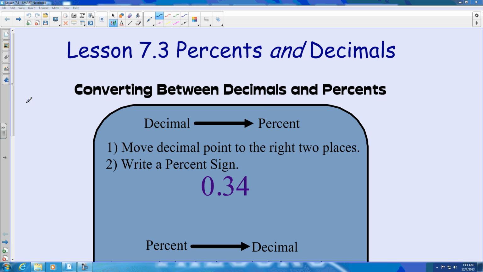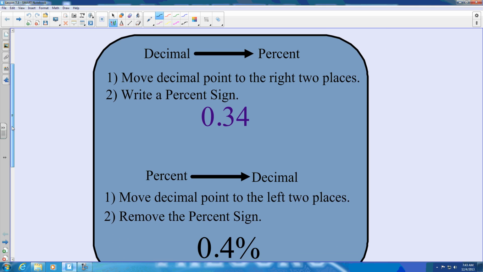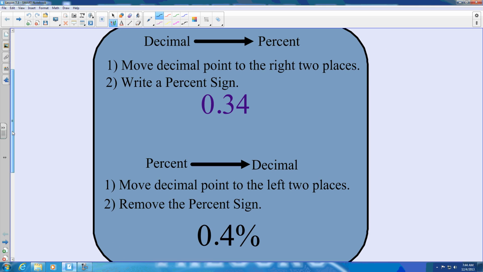So if you look here on the notes, here are the two ways that we can convert decimals to percents and percents to decimals. First thing you have to identify is, are we looking at a percent or are we looking at a decimal? The easiest way to determine that is if it has the percent sign behind it, it's a percent. If it does not, then it's going to be a decimal, whether it has a decimal point in there or not.